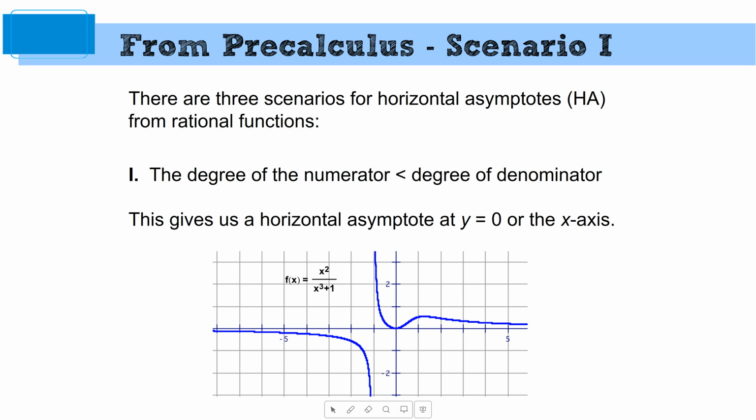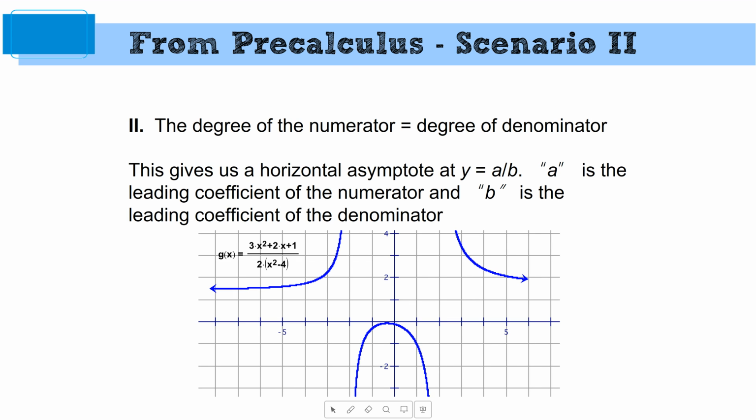So you can see that it fits into our situation here. The degree of the numerator is less than the degree of the denominator. And therefore, the horizontal asymptote is 0. y equals 0, or the x-axis. You probably want to get in the habit of referring to it as the line y equals 0 so that you don't get those two things confused. Okay? Good? You know this, right? Good. Let's move on.